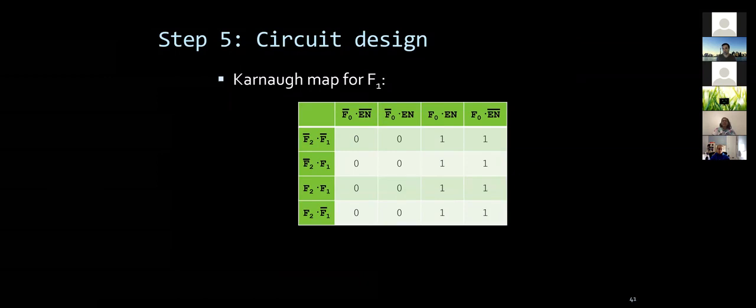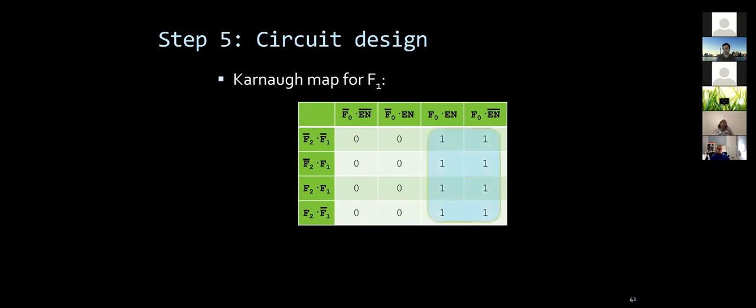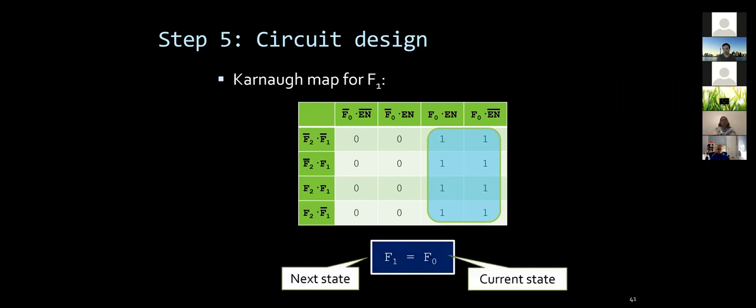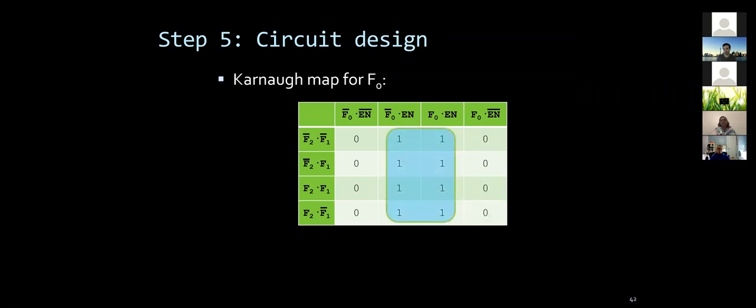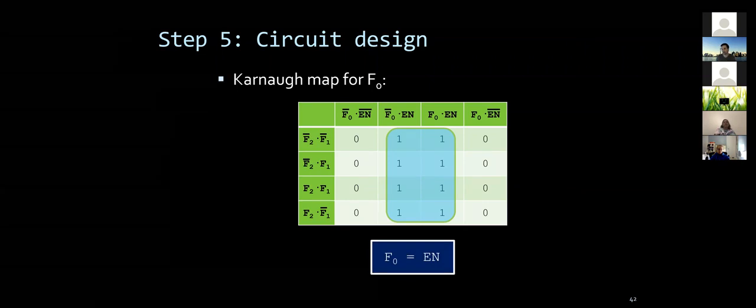Okay, how about F1? If we look at the same table that I showed a few slides ago, and we plot all the zeros and ones, that's what we're going to get, right? We get a 2x4 matrix instead of 4x2. But the good thing is, we get F1 equals F0, right? Okay, so again, next state versus current state. And this is what we get for F0. Surprise, surprise, F0 just depends on the input, right?